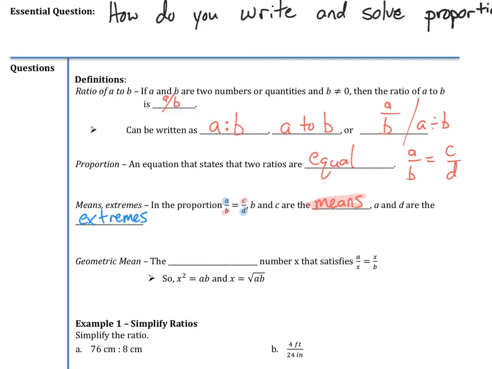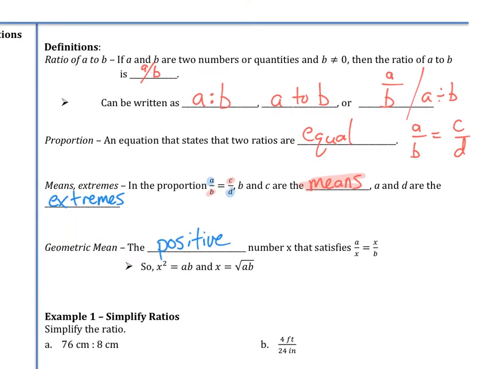And then the geometric mean is the positive number x that satisfies this proportion: a over x equals x over b. Where this comes from is if you cross multiply, you get x squared equals a times b. And if you solve it, you'll get x equals the square root of a times b. So the geometric mean is setting a proportion up like this and then solving for x.